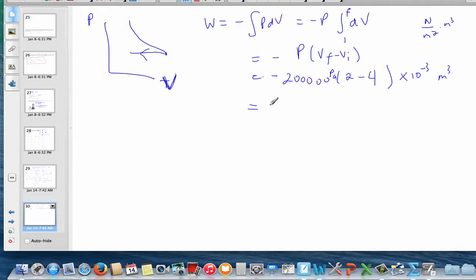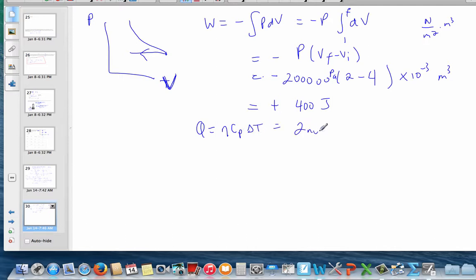Now, this is negative, so we end up doing work on the gas. So work is in. That makes sense because we're actually compressing the gas to a smaller volume. Now, how do we find the thermal energy flow? Well, for an isobaric process, we can use the constant pressure specific heat.